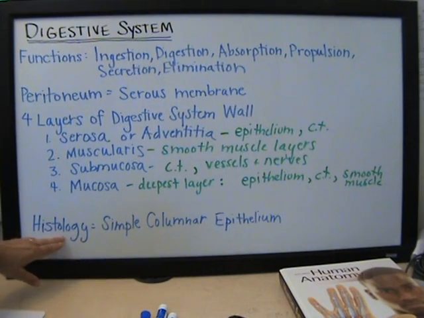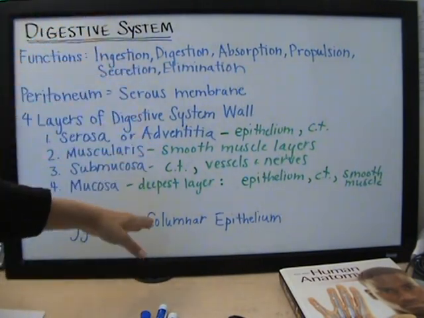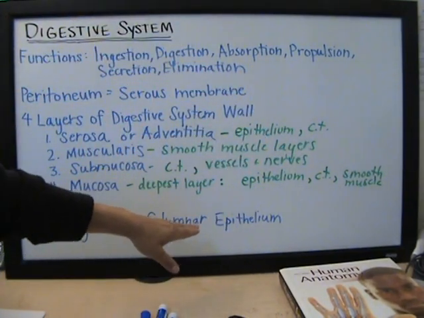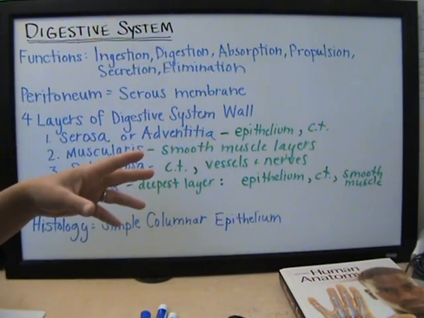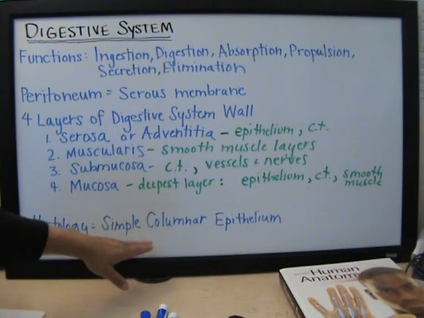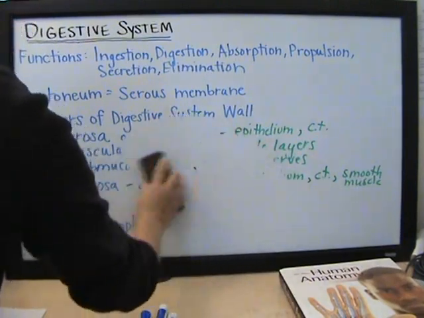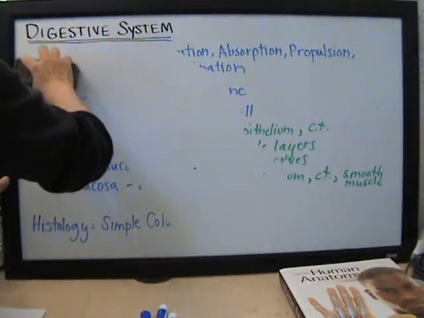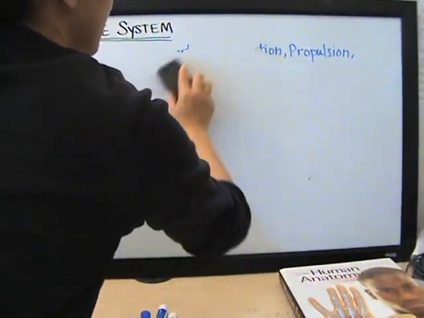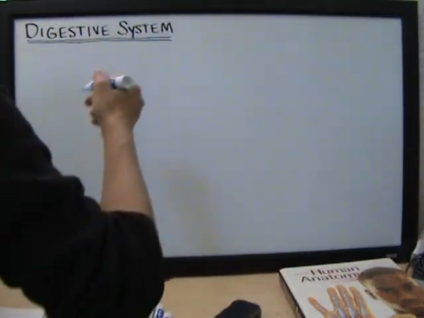Down here I put histology, simple columnar epithelium. The majority of the epithelium that lines the digestive system is simple columnar epithelium. Now that changes in different areas, but for the most part, the digestive system epithelium is simple columnar epithelium. Let's take a look. We're not going to go through all the parts of the digestive system. It's pretty straightforward as you do your reading and look at the notes. You will have to go through all the different organs. I'm just going to take a look at one, the stomach.